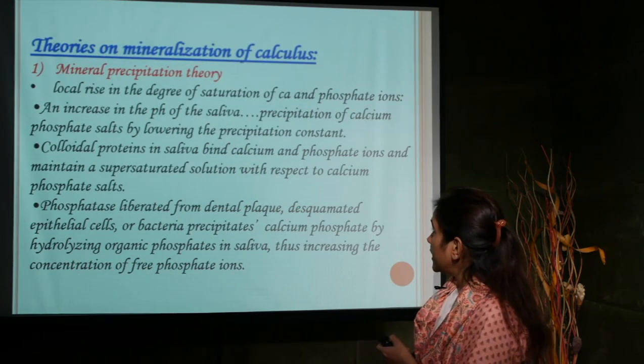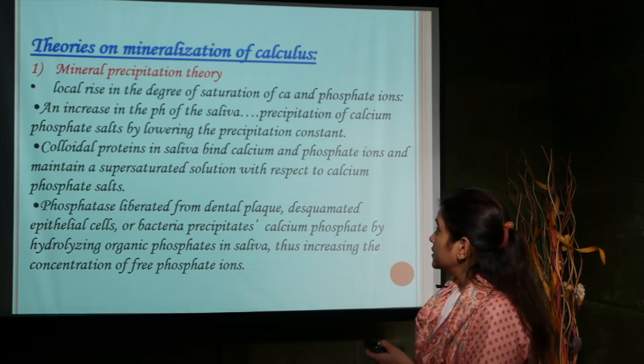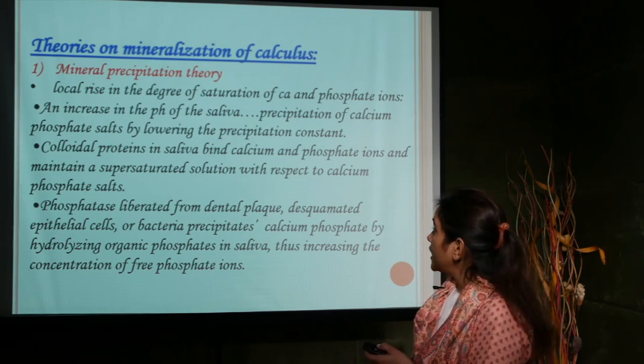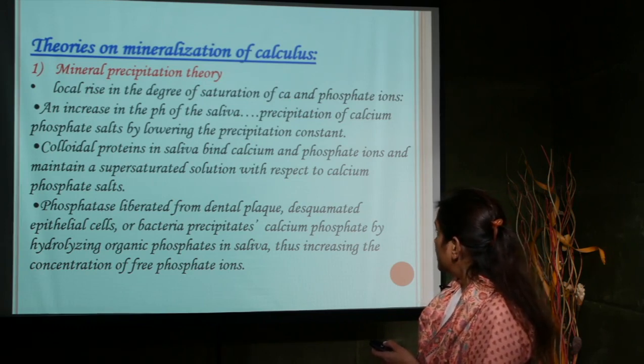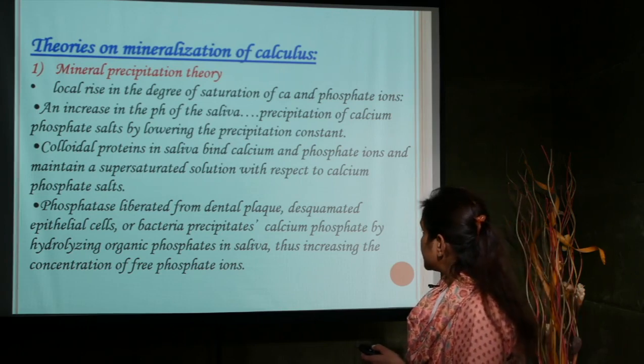Now, theories on mineralization of calculus. The first theory is the mineral precipitation theory. There is a local rise in the degree of saturation of calcium and phosphate ions, an increase in the pH of saliva, and then precipitation of calcium phosphate salts by lowering the precipitation constant.